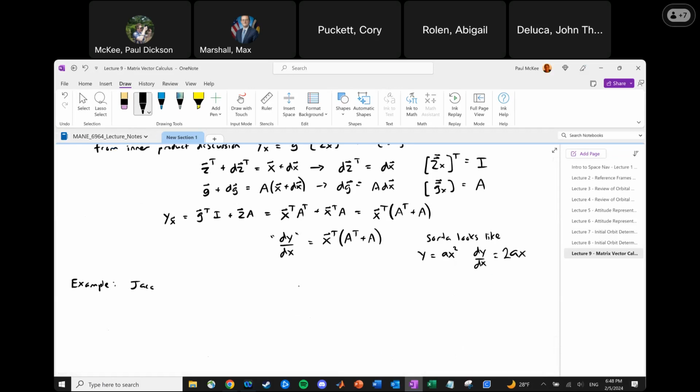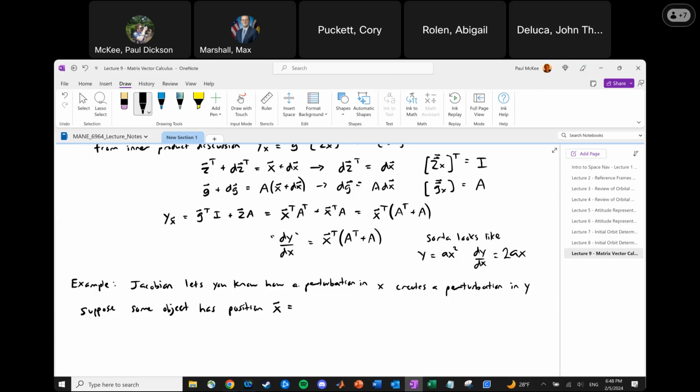A Jacobian is a matrix which lets you know how a perturbation in X creates a perturbation in Y. So suppose some object has position x, we could think of as x1, x2, and x3. That's a column vector. Okay.